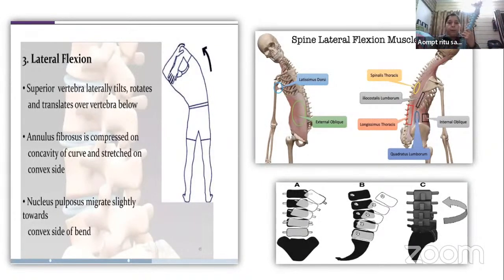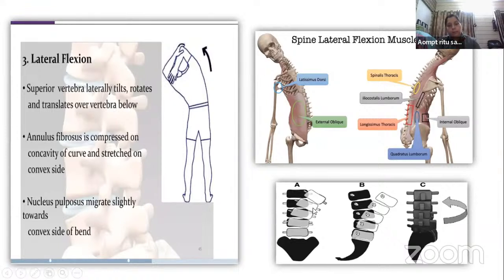So the nucleus pulposus migrates slightly towards the convex side. Like if I am bending, this is the compression side and this is the stretch side, so the nucleus pulposus will migrate slightly towards the convex side. In this also, we can see during the kinematics of this lateral flexion how the superior and inferior vertebral column guide and tilt laterally. And at that time they also give compression to the nucleus pulposus as well as the annulus fibrosus.